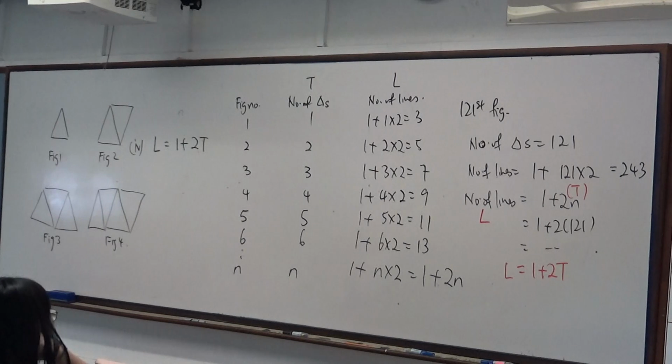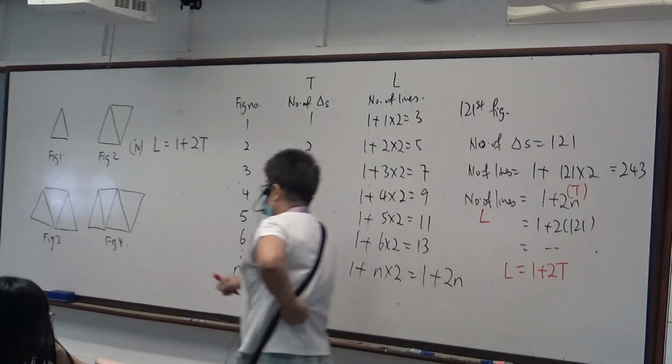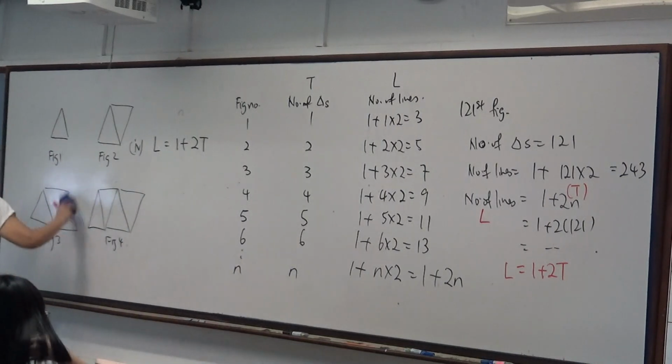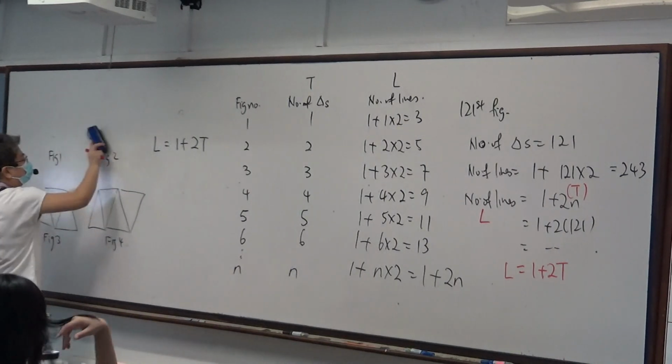Okay, last part. Part 5. Will there be a figure in this sequence that has 80024 lines? Explain your answer. Okay. Now, everybody look up here.